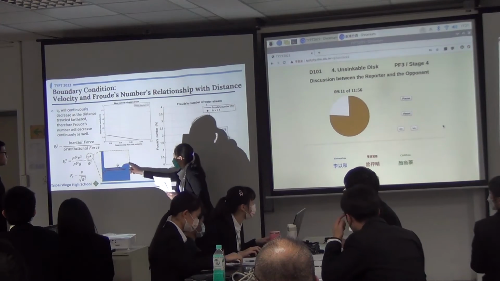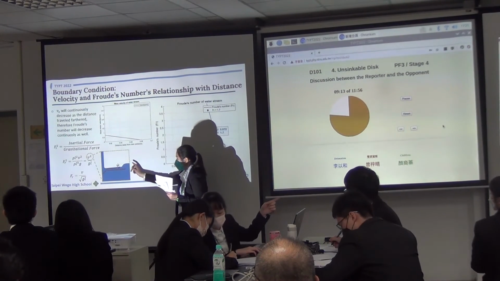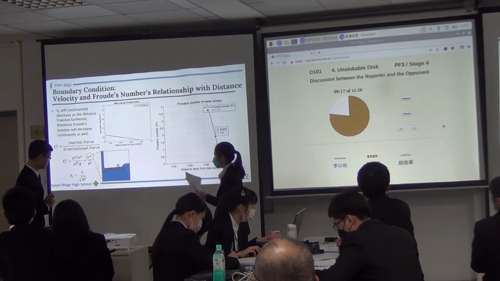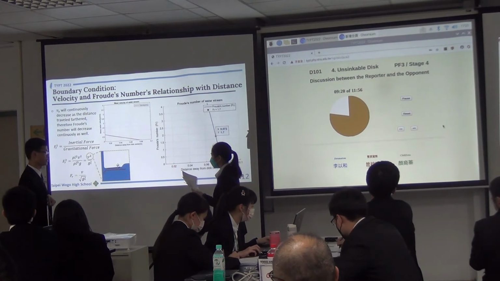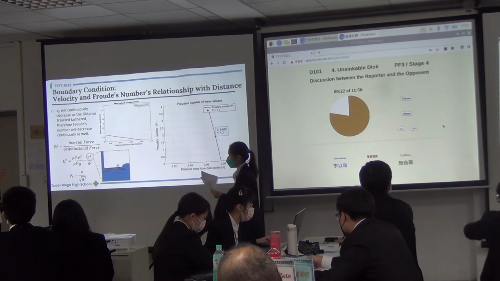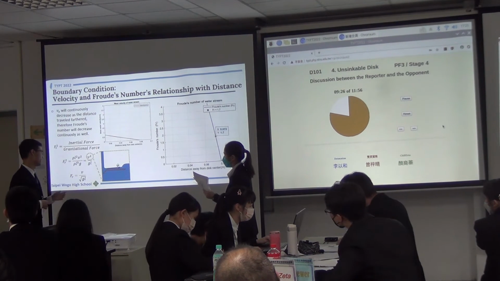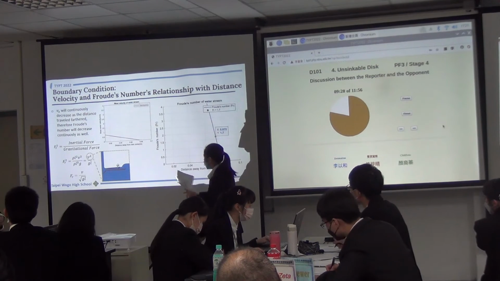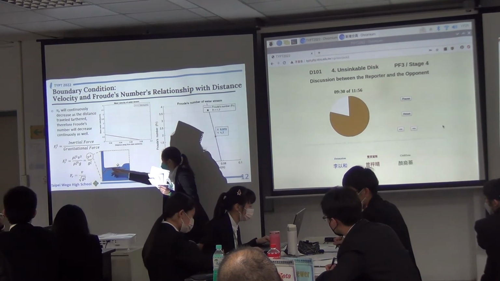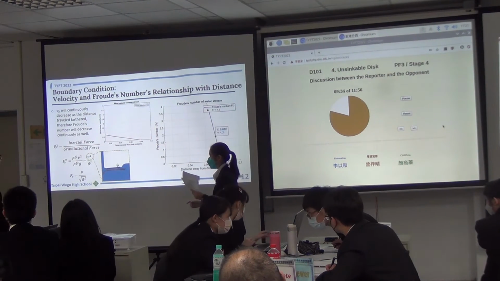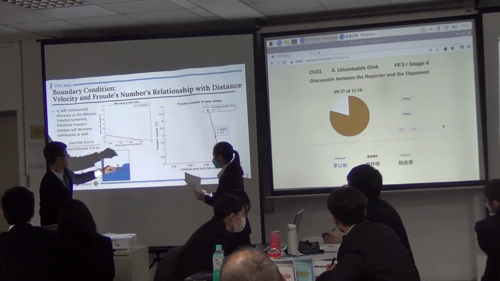So which place has a bigger velocity? The velocity should actually be at its maximum when it's closer to the center, because of the friction on the plates and the viscosity of the water. Do you mean the velocity will decrease? It will decrease. And after that, it turns into potential energy.